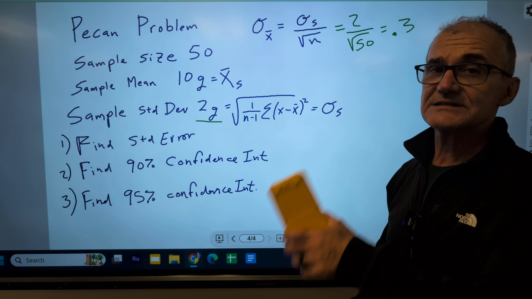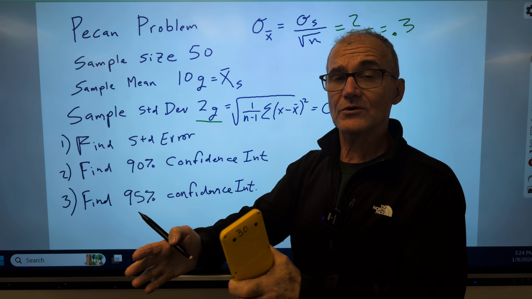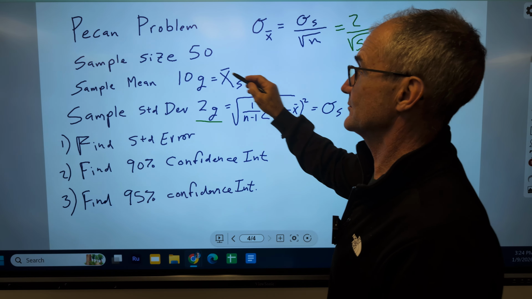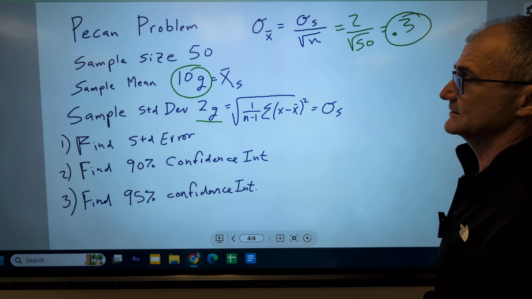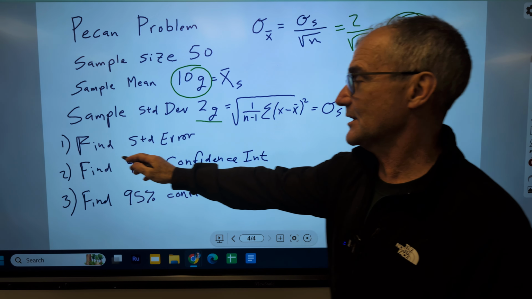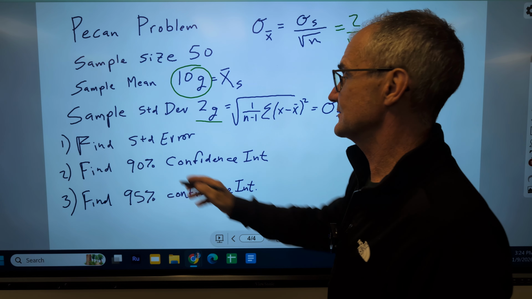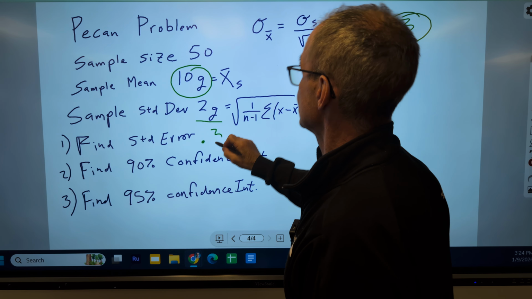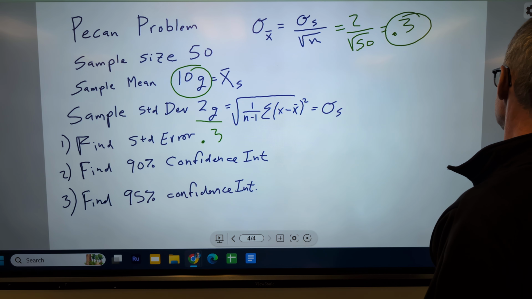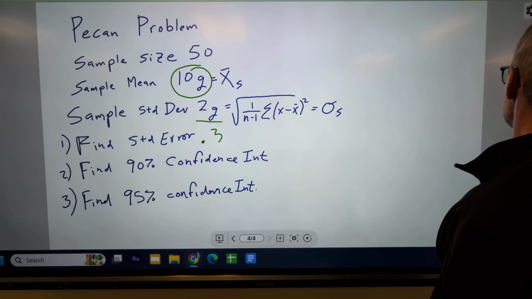Because we're talking about sample statistics, how well this sample represents the whole, we're going to use our mean of 10 and our standard error of 0.3. So that's problem number 1, find the standard error. That's it right there. Problem number 2, find the 90% confidence interval. Let me erase this part up here so I have a little room to work. I'm going to erase this, drawing my bell curve.